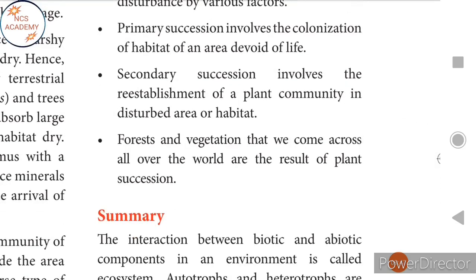Forests and vegetation found all over the world are the result of plant succession. These are some important significance of plant succession.